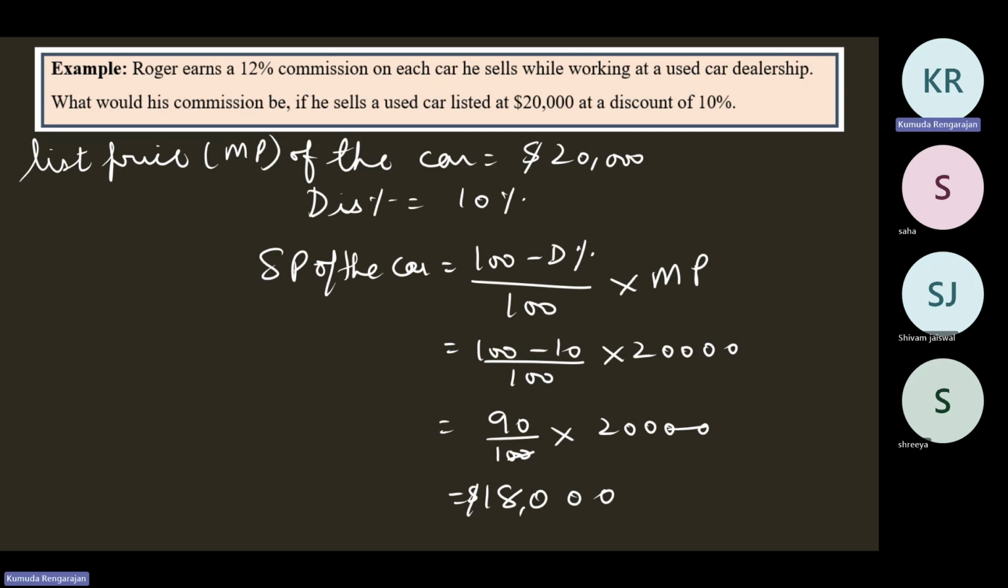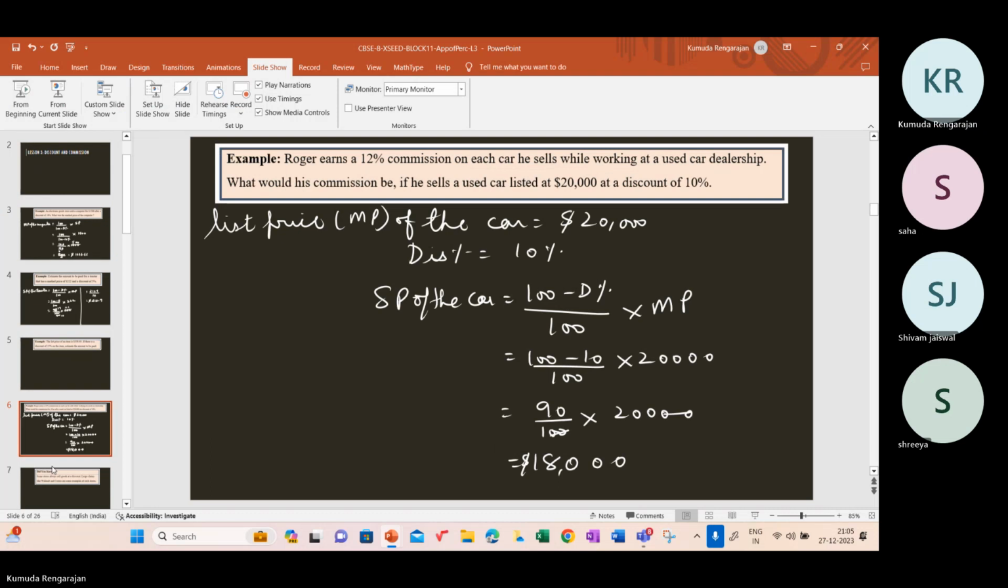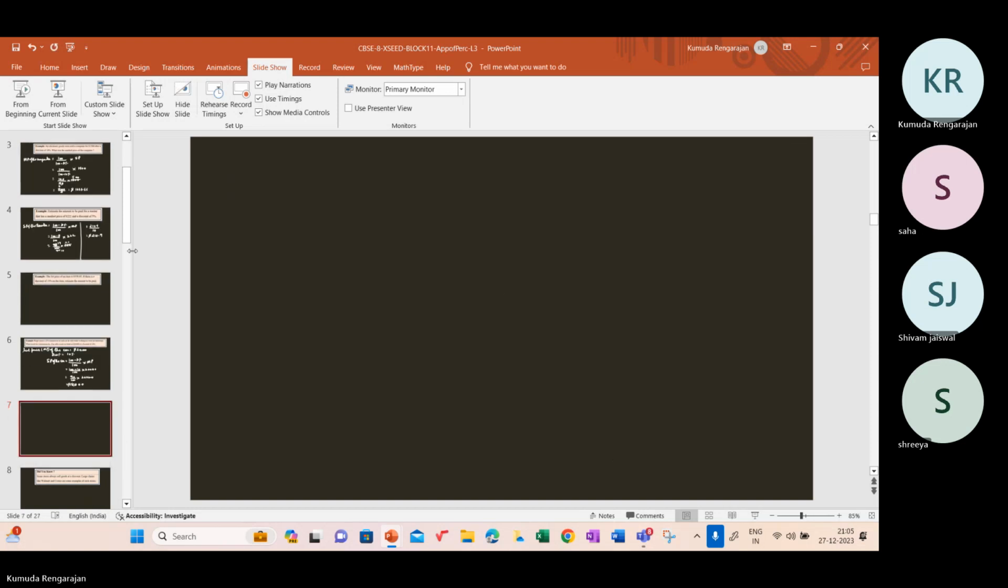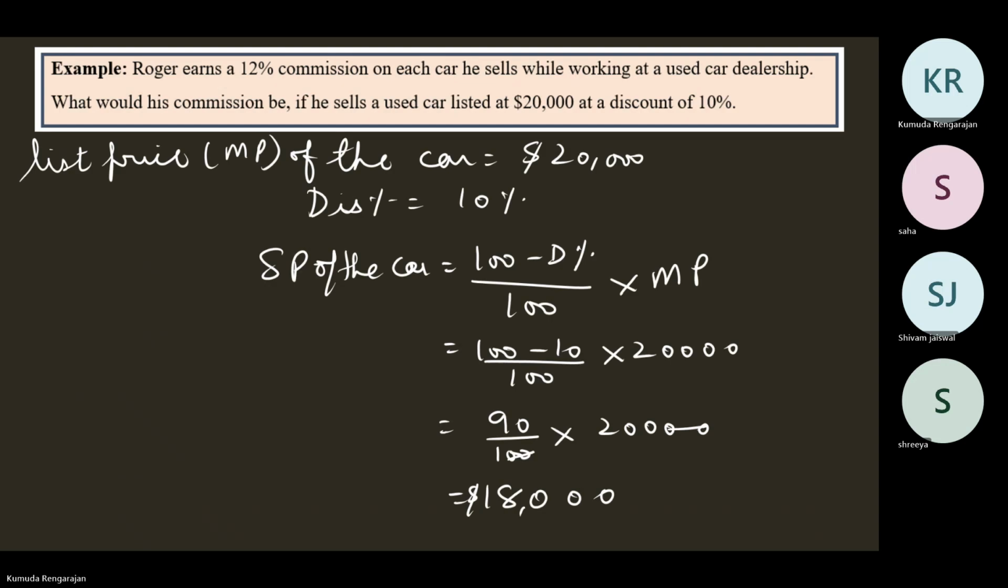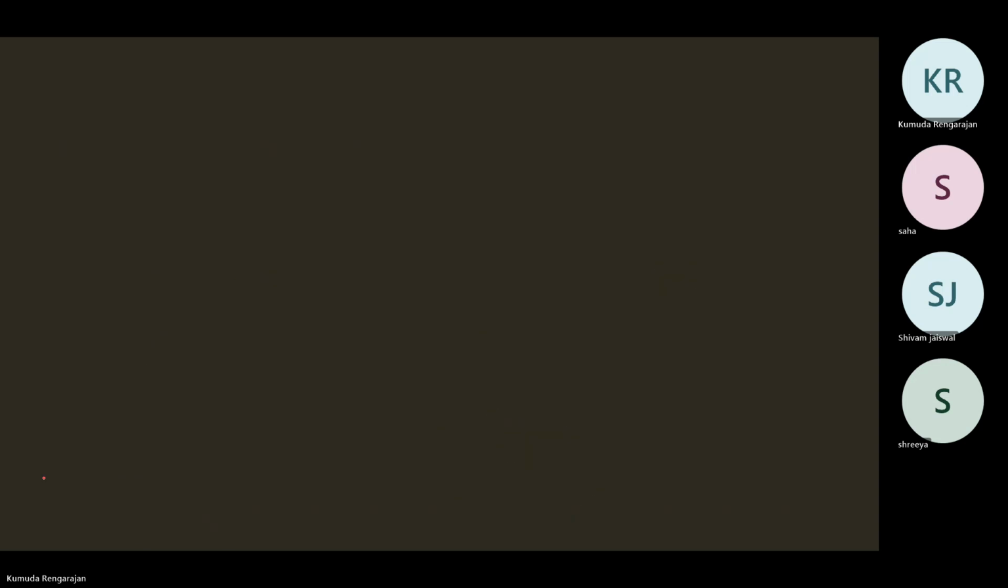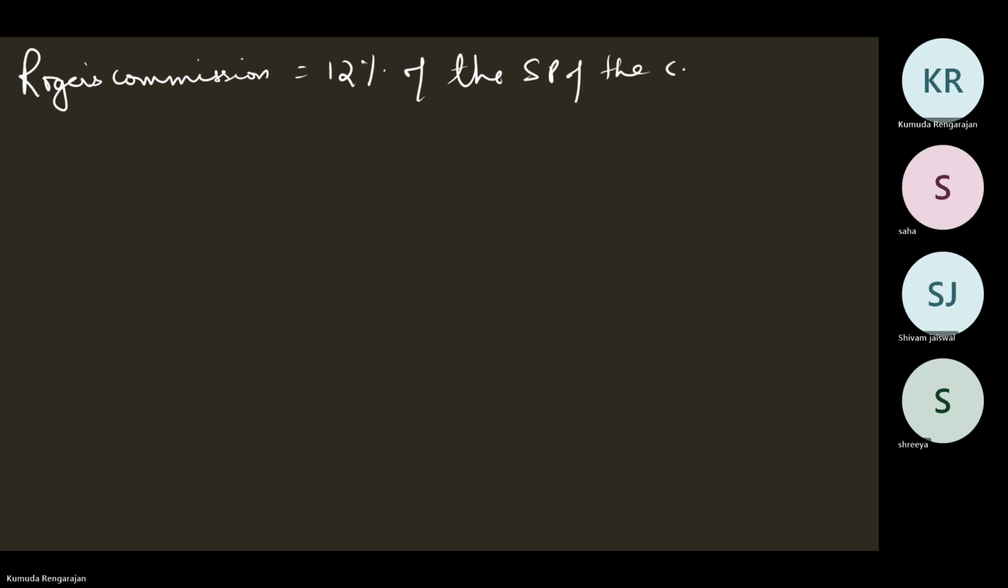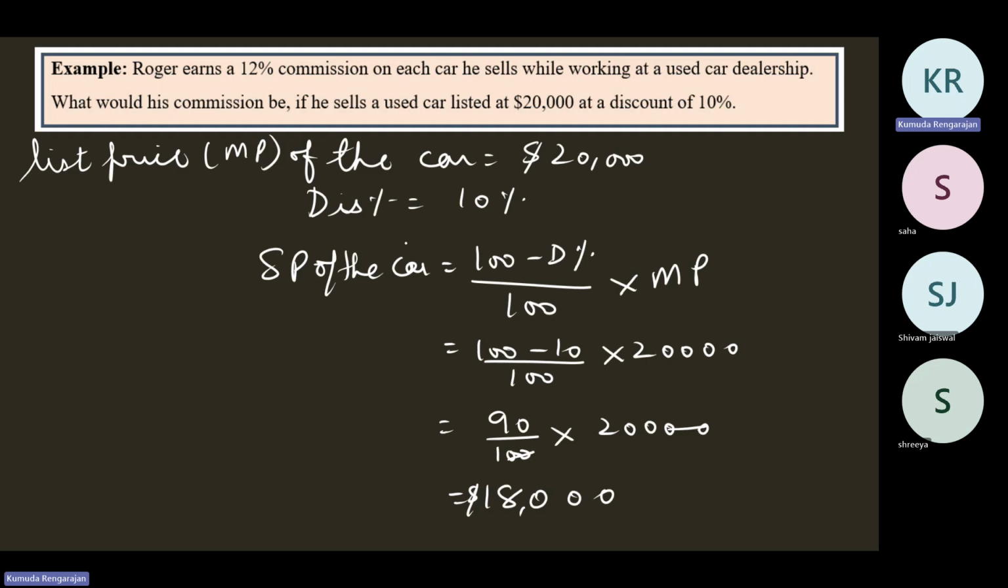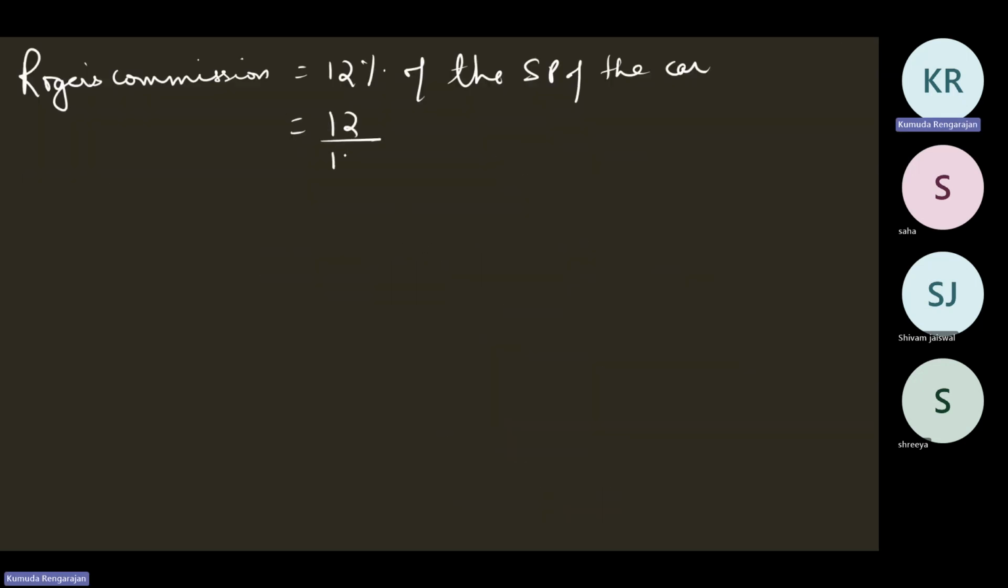So Roger will get a commission of 12% on 18,000, on the sales price. 12% of the SP of the car. 12% means 12 by 100. Of means into. SP is $18,000.